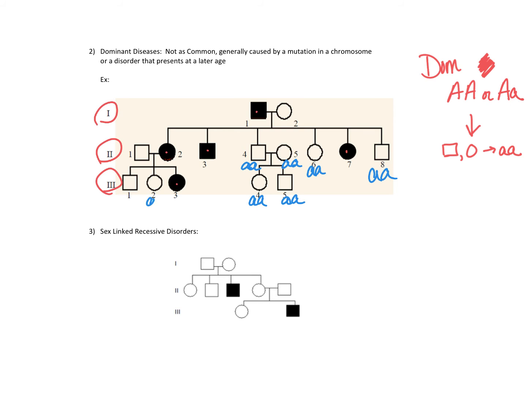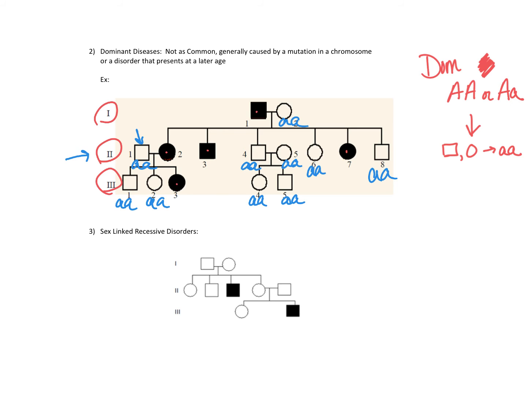Okay, here, and then up top. Okay, now let's work over in generation 2, looking at this dad right here. The only thing he can offer his children, because remember you get one letter from mom, one from dad, the only thing he can offer is a little a.